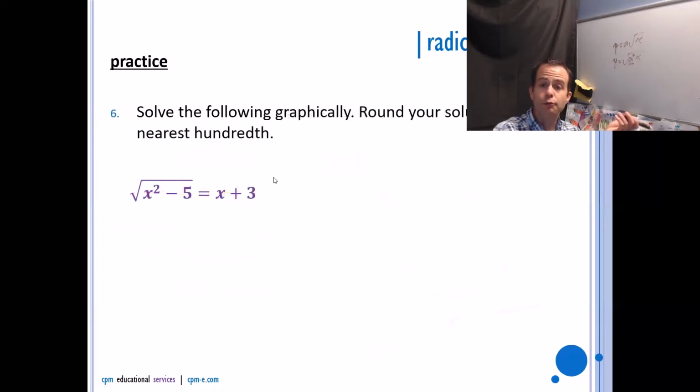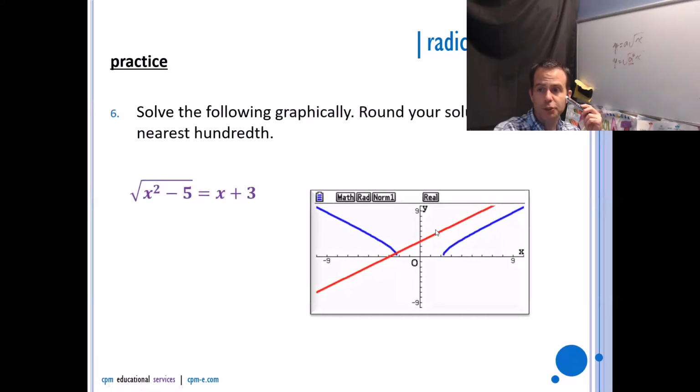Okay, now graphically, solve the following graphically, round your solutions to the nearest hundredth. So all we're doing here is you're going to stick this in y1, this in y2. The picture you should get should look like this after you have already paused me and done it yourself, of course. And then we see there's only one solution here, and that solution is -2.33 when rounded to the nearest hundredth.